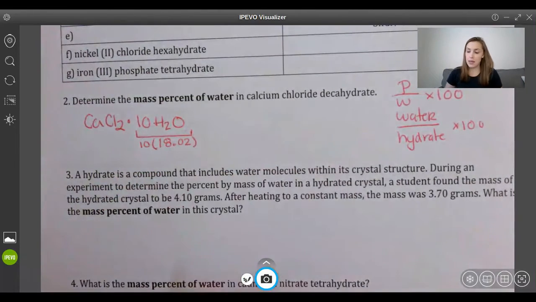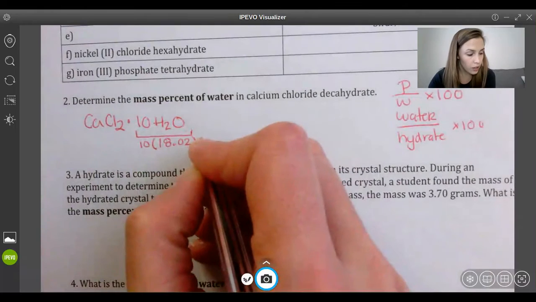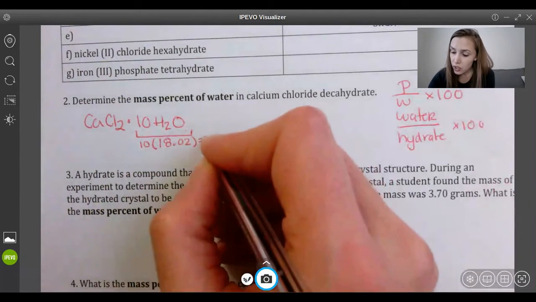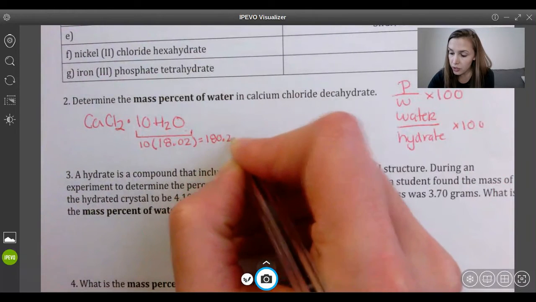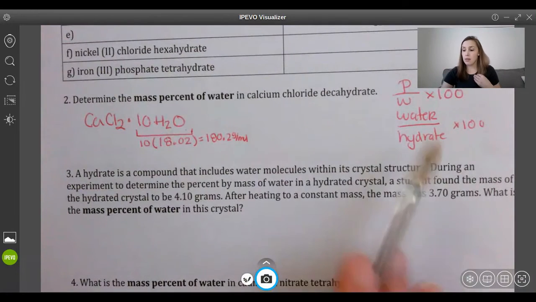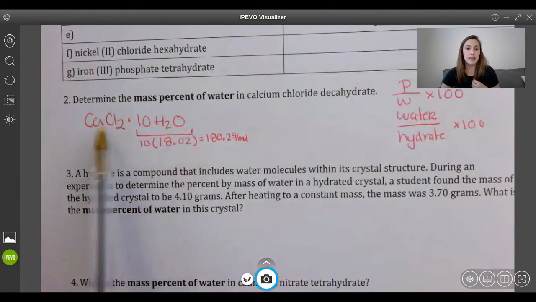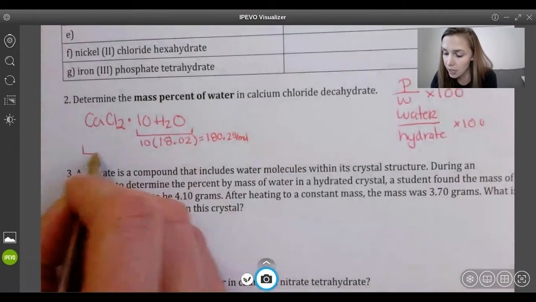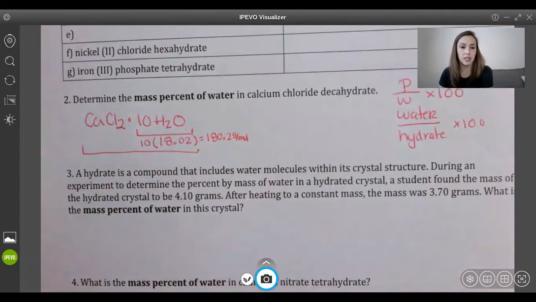Okay, that's going to give me the mass of water there, which is then going to be, keeping the 4 sig figs of my GFM, 180.2 grams per mole. Okay, so that's going to be up in my numerator over here. The hydrate is going to be the whole thing, including the water. So in that case, I'm doing the CaCl2 plus my 10 waters.